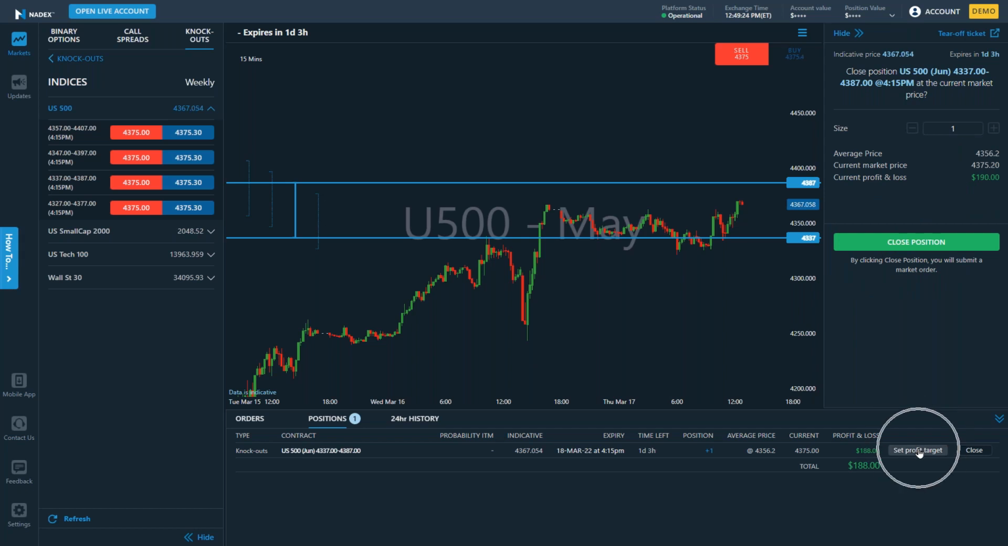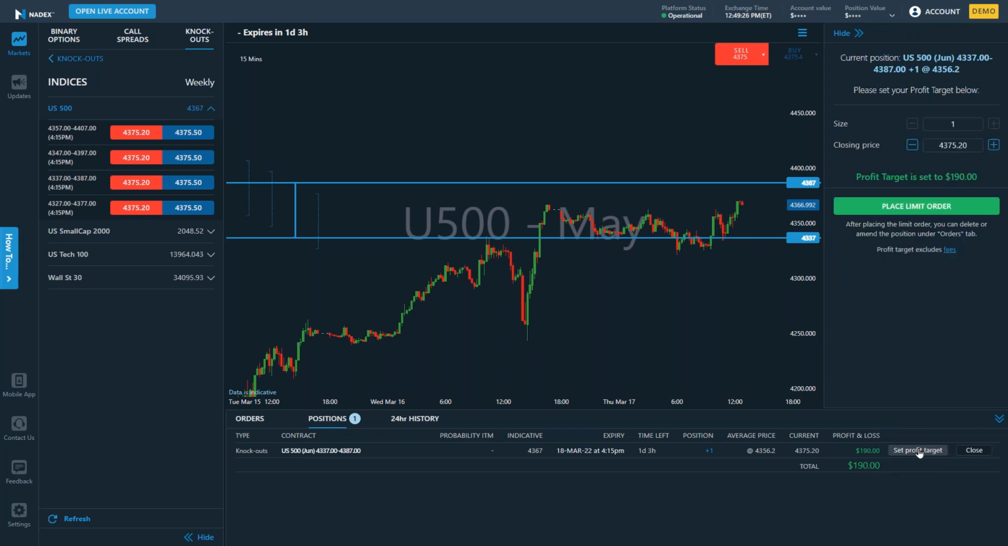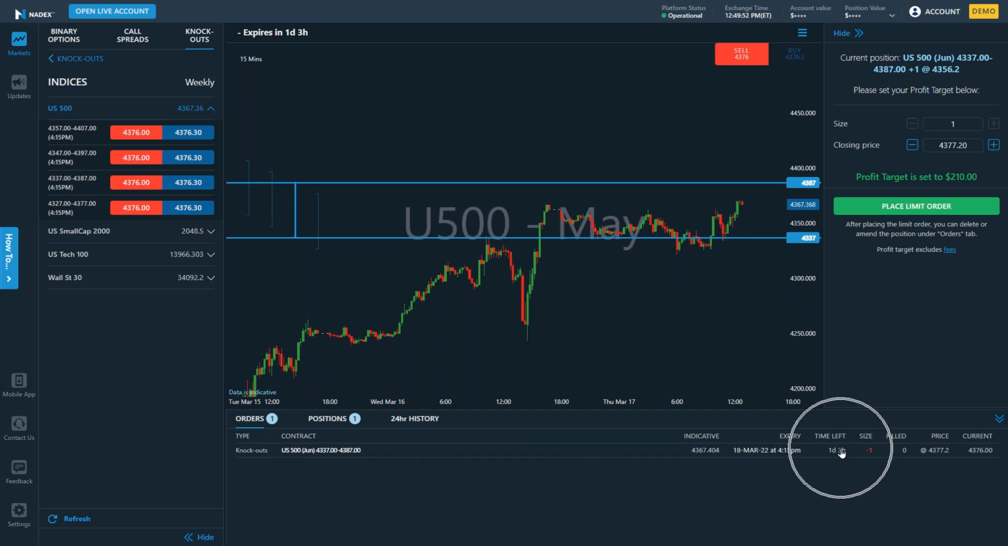Or I could set a profit target. If I click set a profit target, now I can see that it's currently trading at 43.75. Maybe I want to put it a little bit higher, maybe I'd sell it at 43.76, 43.77. There we go. I could place a limit order above the market, and now you can see I've got an order to sell it higher.